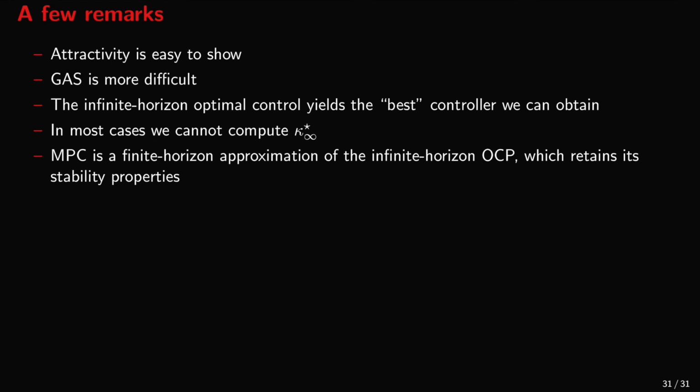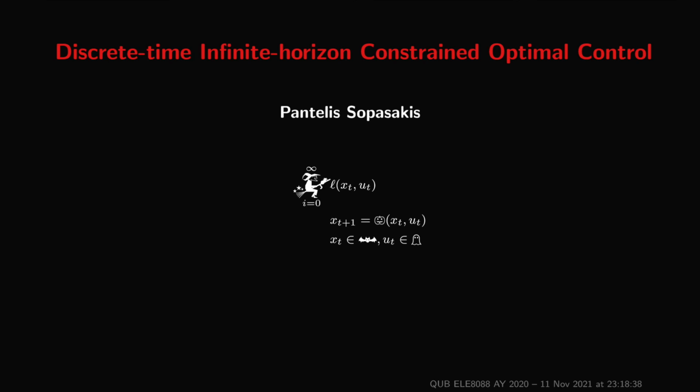The infinite horizon optimal control problem yields the best controller we can obtain for a system. However, in most cases, we cannot compute kappa infinity star. MPC is a finite horizon approximation of the infinite horizon optimal control problem, which retains its stability properties. And with this, we conclude today's lecture.